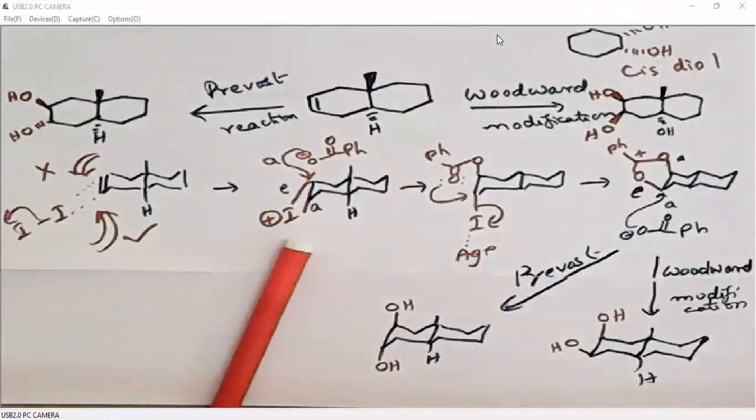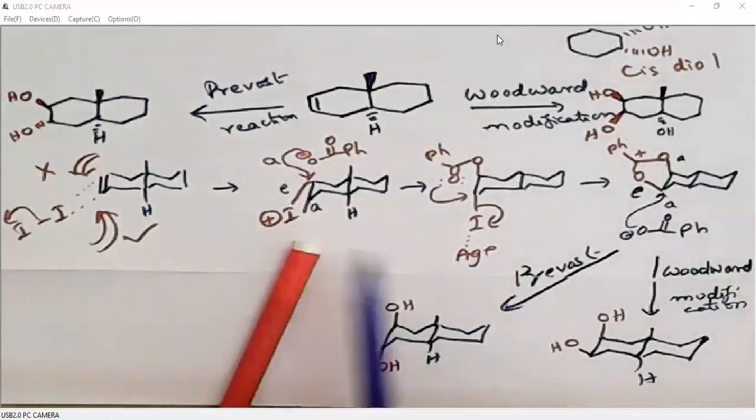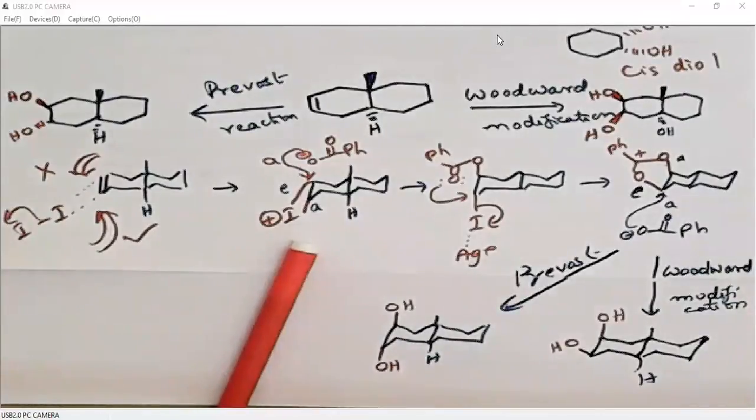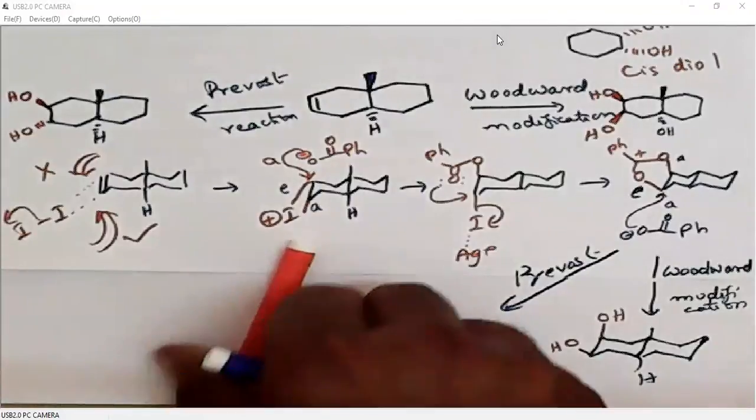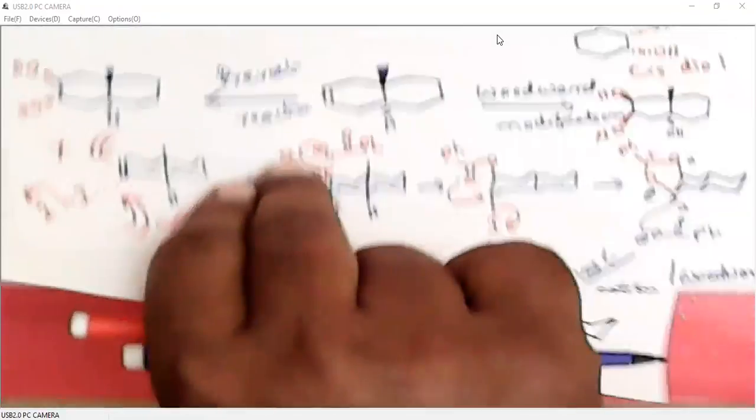So this is a Prevost reaction and Woodward modification, and this is how we need to predict the products. I'll just give one more example on this and I'll continue.